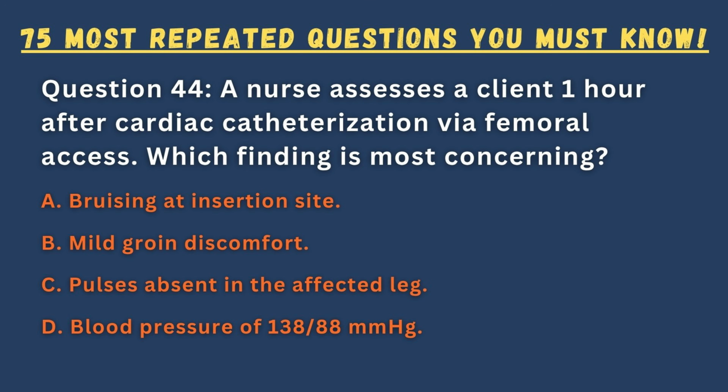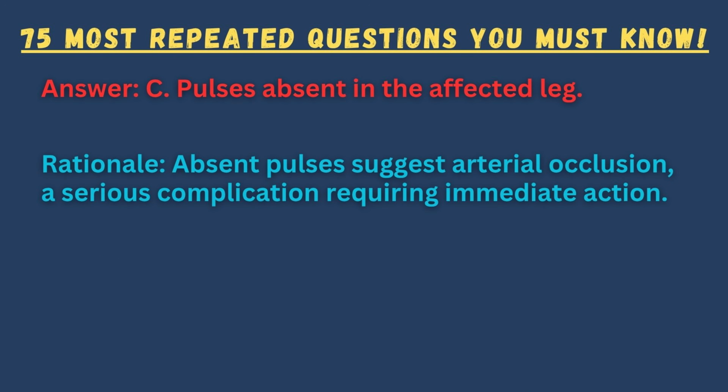Question 44. A nurse assesses a client 1 hour after cardiac catheterization via femoral access. Which finding is most concerning? A. Bruising at insertion site. B. Mild groin discomfort. C. Pulse is absent in the affected leg. D. Blood pressure of 138/88 mmHg. Answer. C. Pulses absent in the affected leg. Rationale: absent pulses suggest arterial occlusion, a serious complication requiring immediate action.